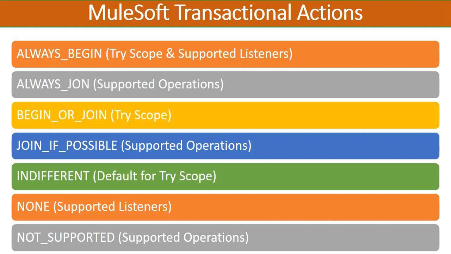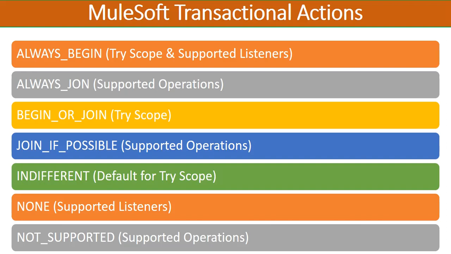Now let's talk about MuleSoft transactional actions. When we talk about transactional actions, there are different actions which have different scopes. For example, some of them are applicable to try scope, and some of them are applicable to listeners, and some of them are applicable to some specific supported operations. So if we talk about one, always begin, this type of transactional action is applicable on the supported listeners as well as on the try scope. Whenever you are creating your project, as we will see in the demonstration as well, in the message flow, when you create a try scope, you have an option to specify what kind of transaction action you want.